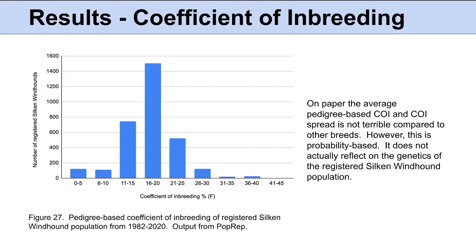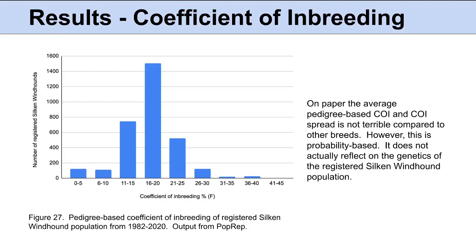And what we see is that the majority of Silken Windhounds, according to PopRep, have a COI of 16 to 20%, which is not that bad on paper. This is not terrible compared to what some other breeds have reported. But again, this is probability based.